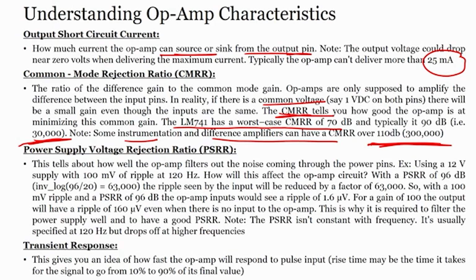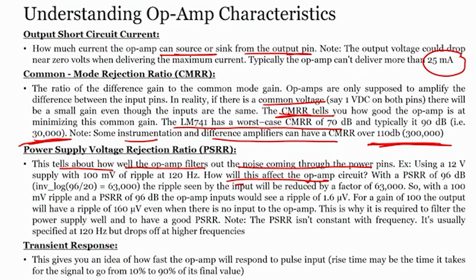Now, let us see what is power supply rejection ratio. Okay. It is called PSRR. If you know, in the data sheet there was a power supply rejection ratio. The power supply voltage rejection ratio is nothing but it will tell about how well the op amp filters out the noise coming through the power pins, right. There is noise generated in the power pins also. So, for example, a 12 volt supply with 100 millivolt of ripple at 120 hertz, how will this affect the op amp circuit?